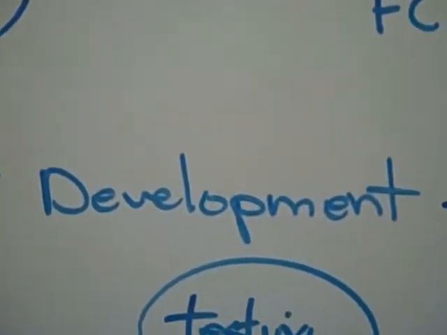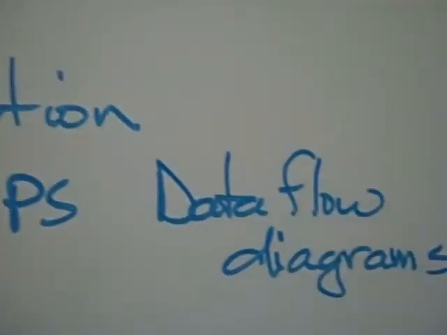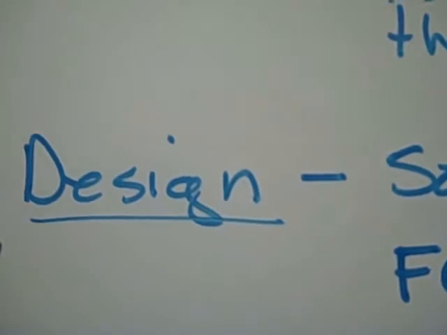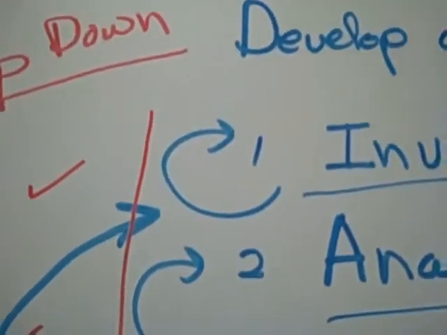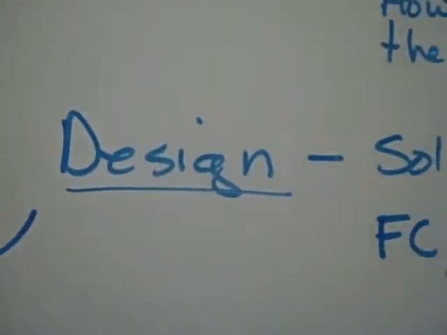So, then you design a solution. It'd be like the blueprints for a house, okay? As an example. You design it, which is a lot of work. These little circles here means you get lots of feedback. You do some work, you see if it's good, make some changes, do some work.